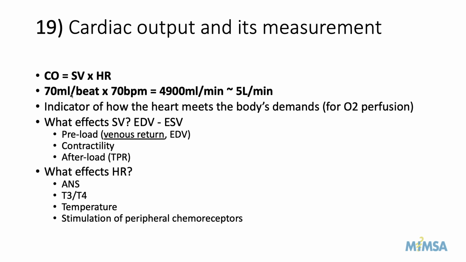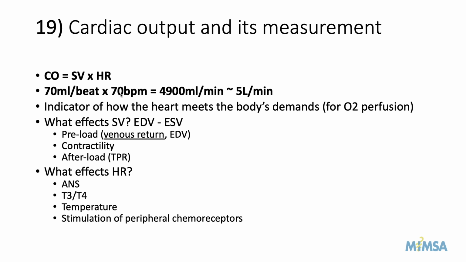Stroke volume is basically the amount of blood which is pushed out of the heart every beat. So for an average person, your stroke volume is about 70 milliliters per beat, and your average heart rate is about 70 beats per minute. So if cardiac output is stroke volume times the heart rate, it corresponds to about 4,900 milliliters per minute, this is about 5 liters per minute. So your heart is basically pumping 5 liters of blood every single minute, and this is your cardiac output.